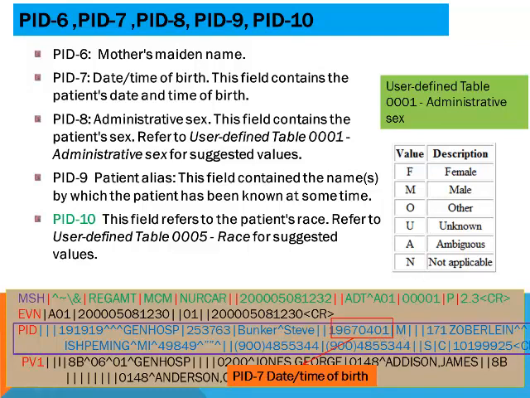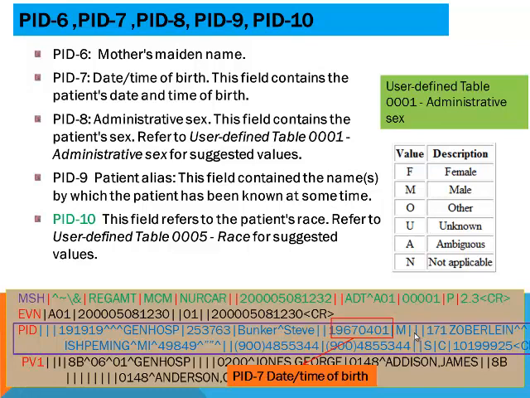After PID7, that's PID8. This field is just for the administrative sex. We have male, female, or something else. In fact, there are some other types: other, unknown, ambiguous, or not applicable. So we can fill in several things here. For PID9, that's patient alias. In fact, this field contains names by which the patient has been known at some time. This can be some previous name they used.